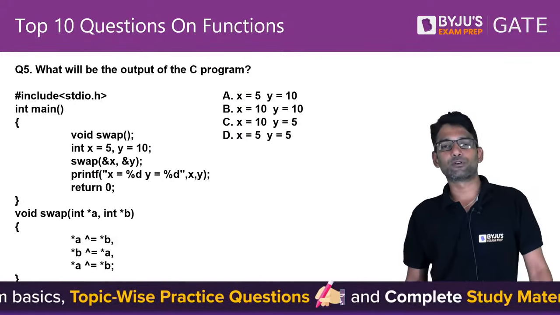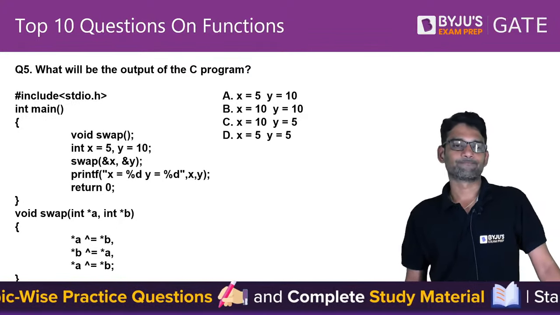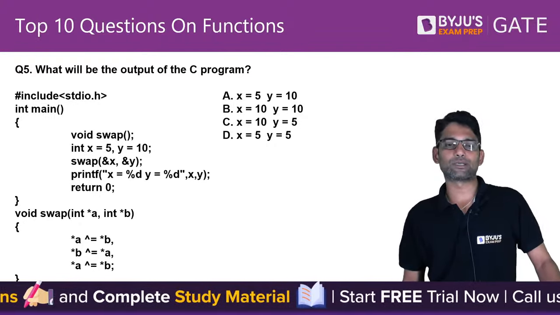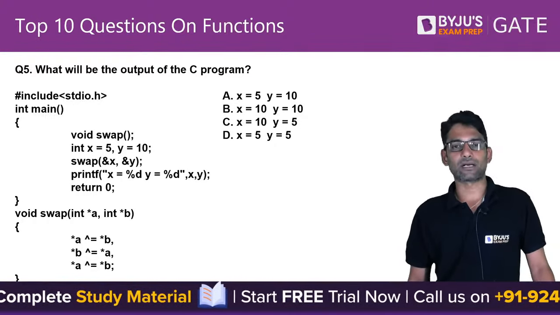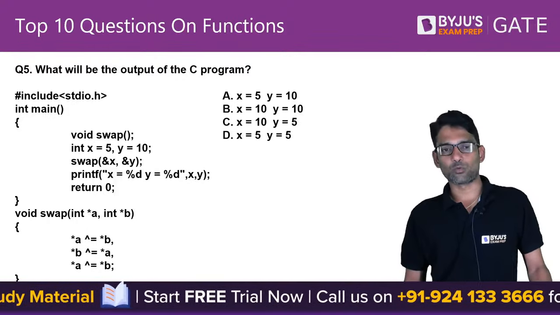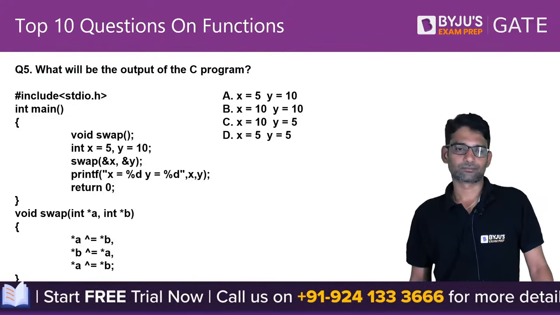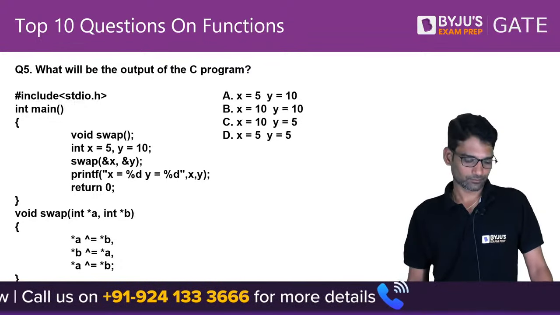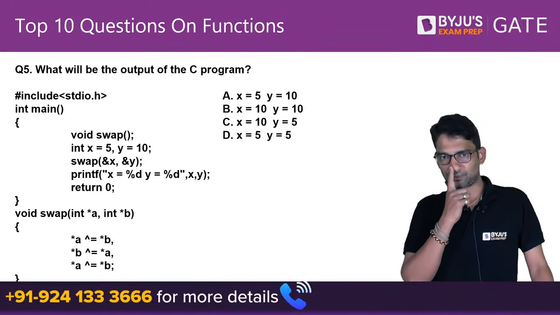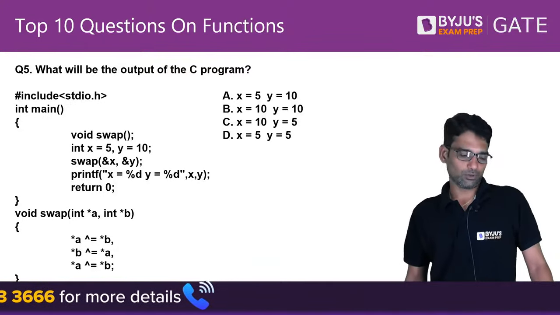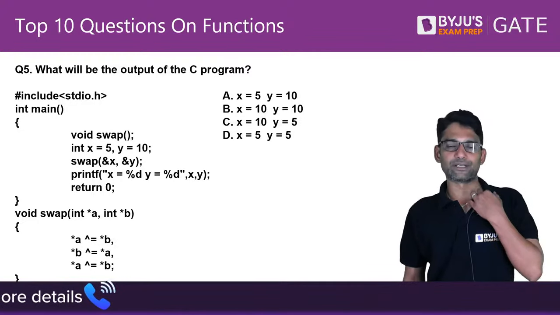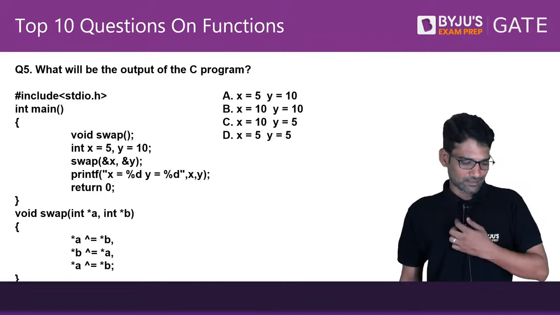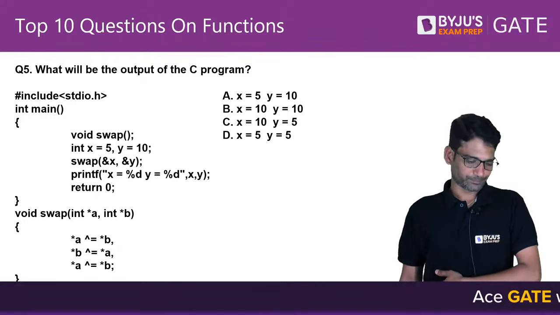Question number 5. What will be the output of the C program? Int main void swap int x equal to 5, y equal to 10, swap of and x and y. Print x, y. It's a simple question, guys. If you know call by value, call by reference, you will be easily giving the right answer for this question.